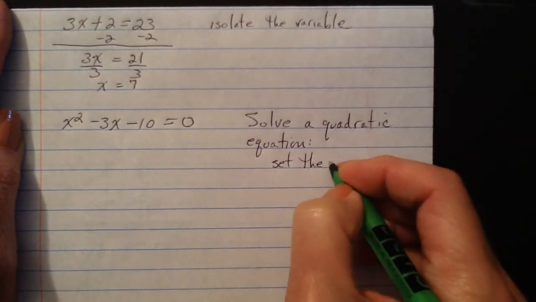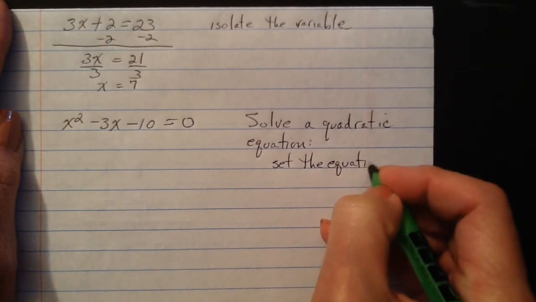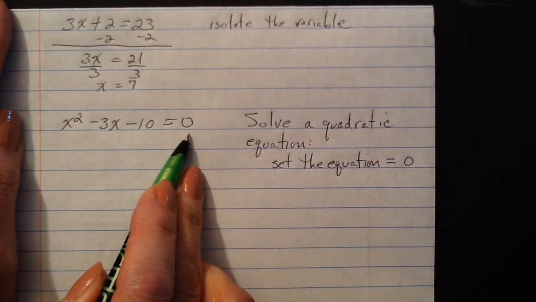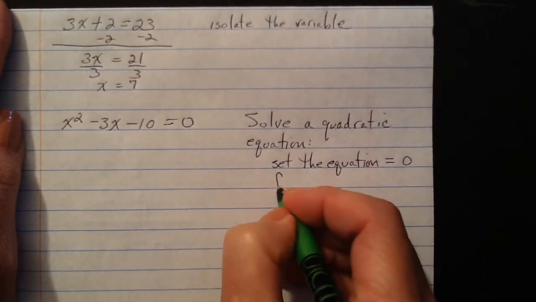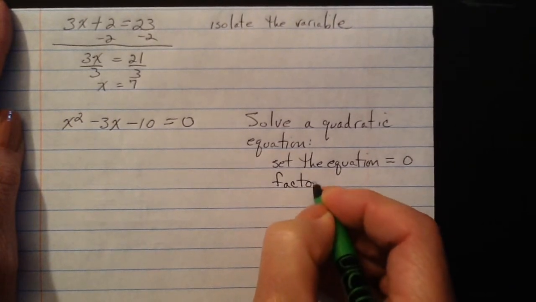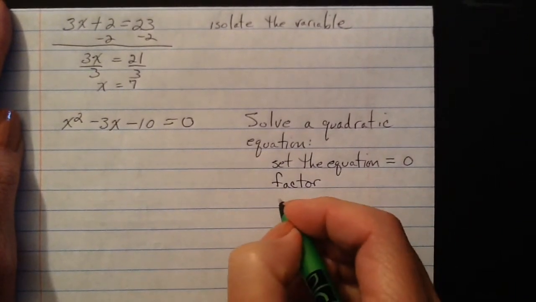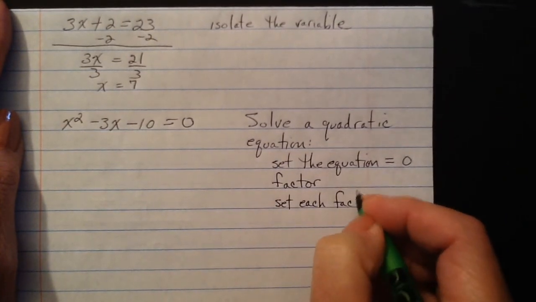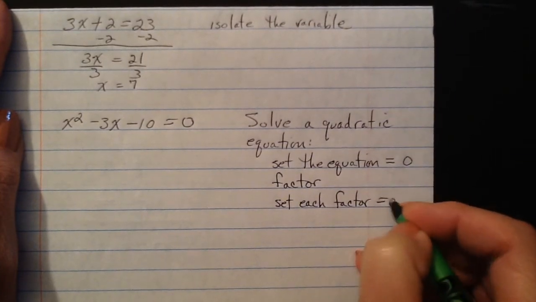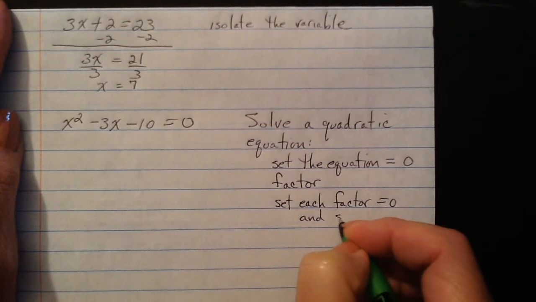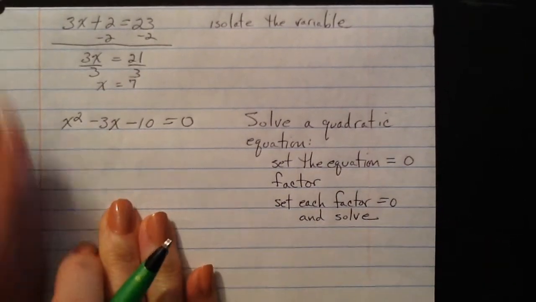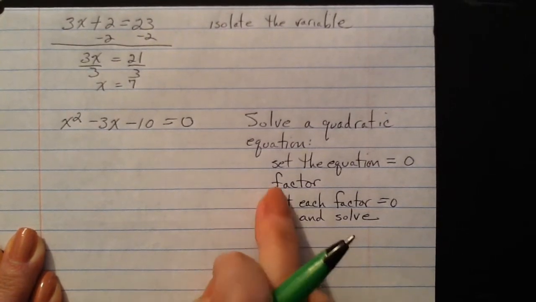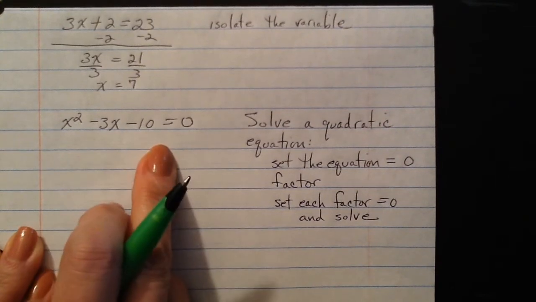Set the equation equal to 0. This one is, so our first step is done. Factor. Okay, we're going to have to do that. Then set each factor equal to 0 and solve. All right, so the first step is already done. Set the equation equal to 0. Now the second, factor. All right, how do we factor this?